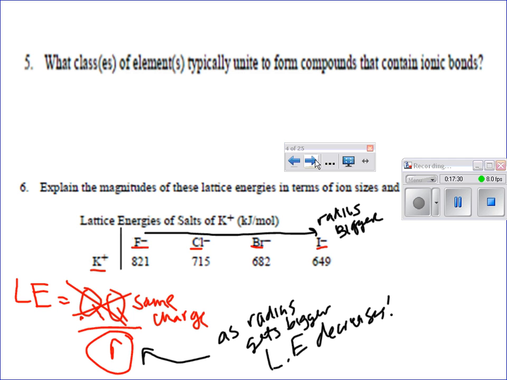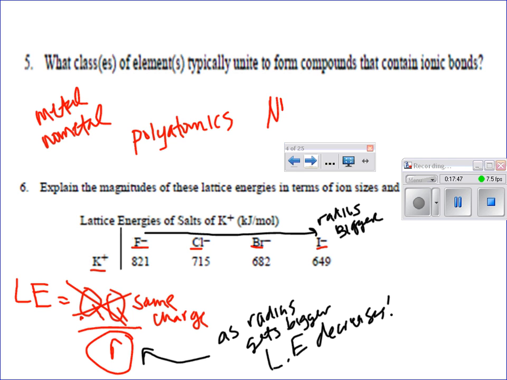We already know this. What classes of elements typically unite to form ionic compounds? Metal and nonmetal. Or don't forget good old polyatomics, right? They make ionic compounds. Because what if I did this? Are there any metals in that? No, but do you recognize that as being an ionic compound? Because there's ions in it. Okay, so just keep those polyatomics in mind.